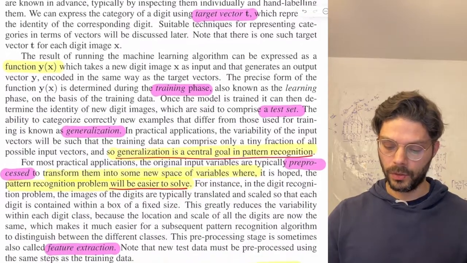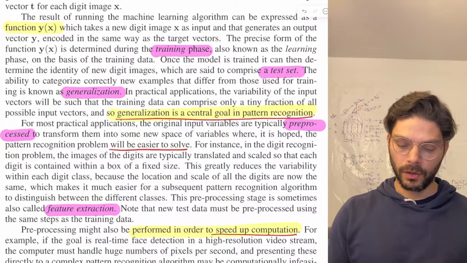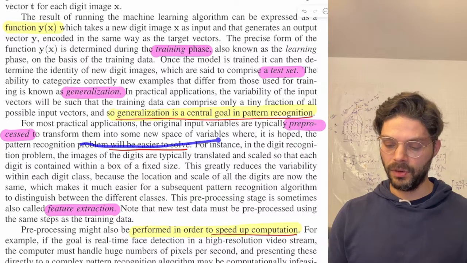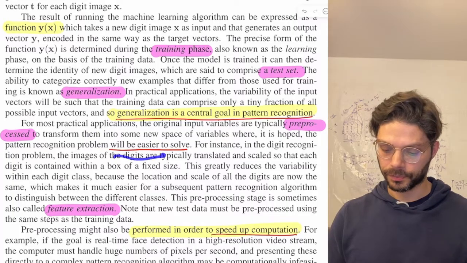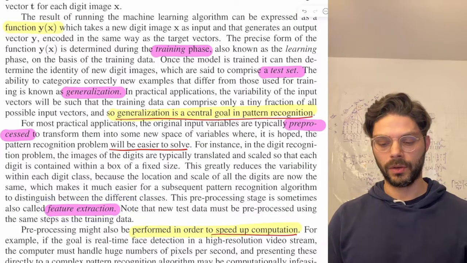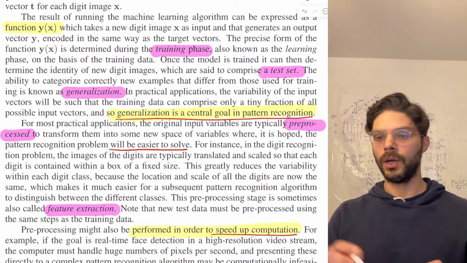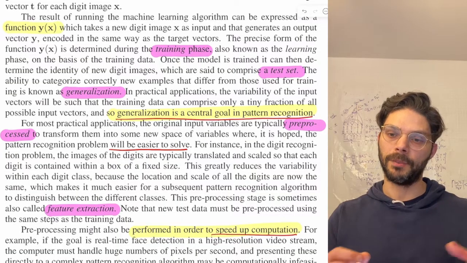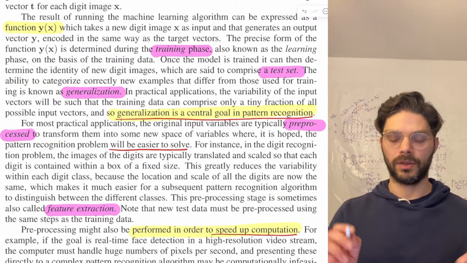So that's what we're talking about here, which is exactly that: transform them into some new space of variables where it's hoped that the problem will be easier to solve. So that's the whole point. And this is often called feature extraction. So as we said, with the digits, after you center them, maybe you want to start looking for loops that might be useful features for determining whether something is an 8 or a 6 or not.